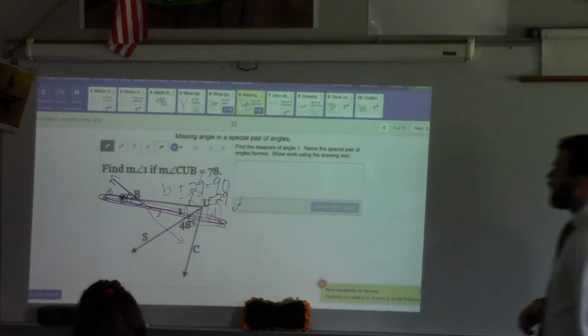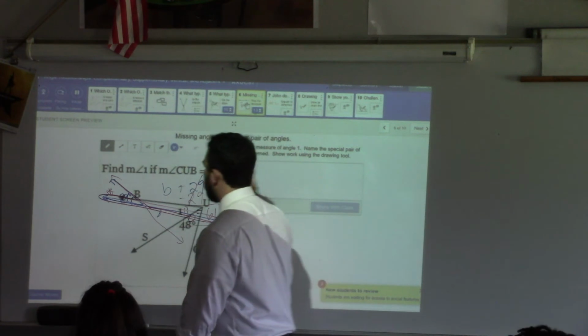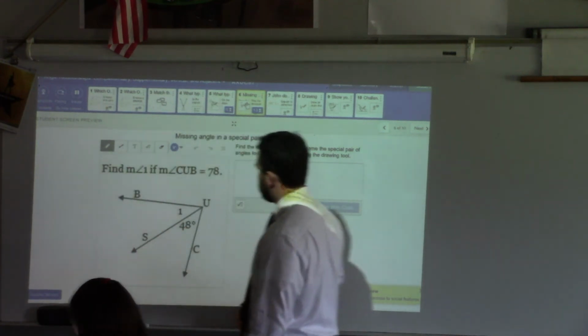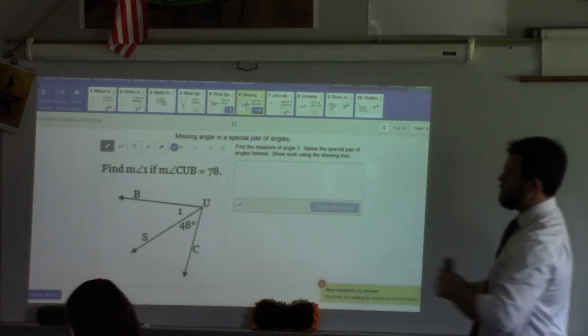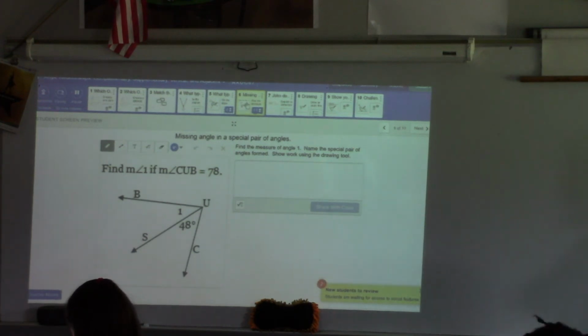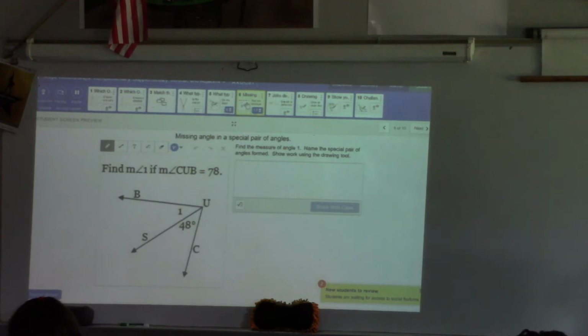Kaylin, here on number 6, could you help us find the measure of angle 1? Claire, could you help us find the measure of angle 1? Terrence, where's the discussion happening right now? Claire, can you help us find the measure of angle 1?